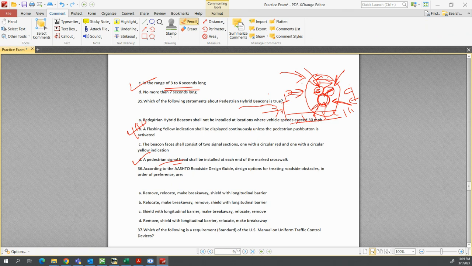So this is not answer B. A pedestrian signal head shall be installed at each end of the marked crosswalk. All right, so let's move to the next problem.